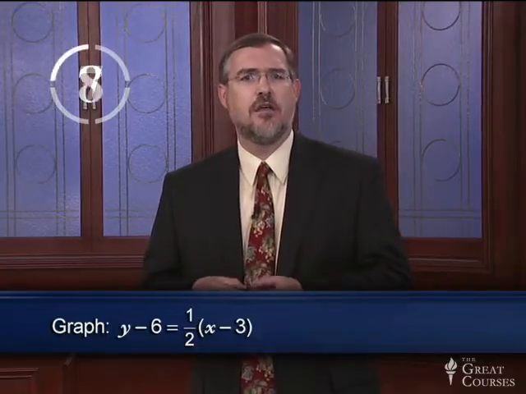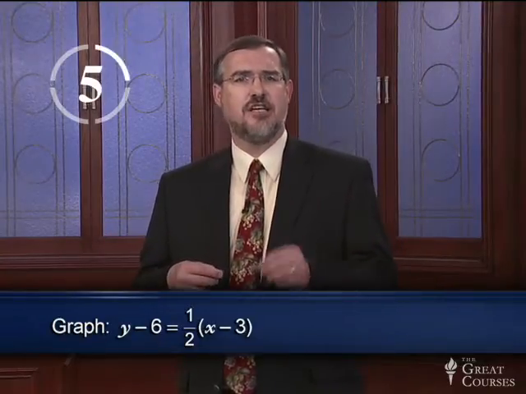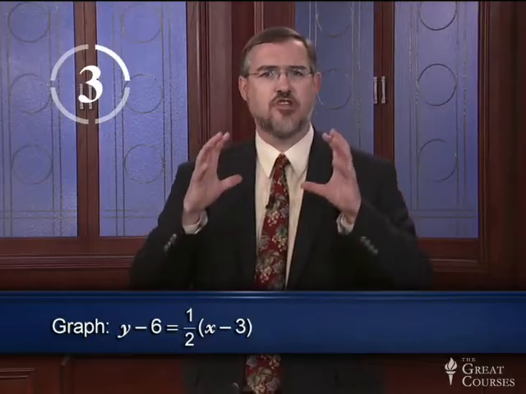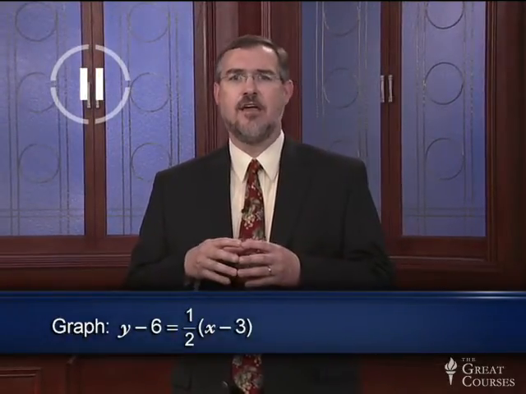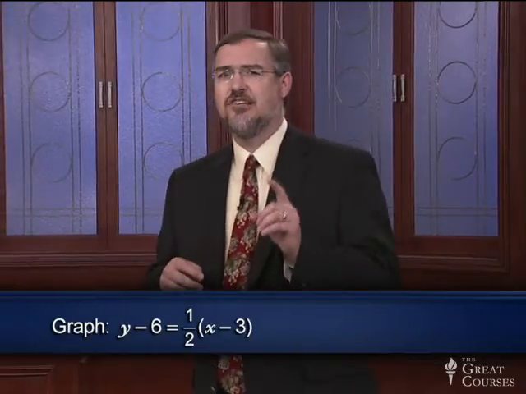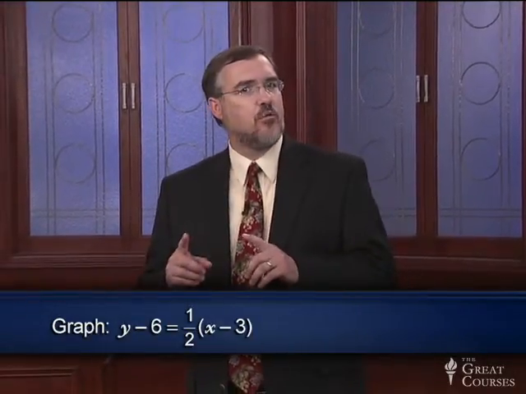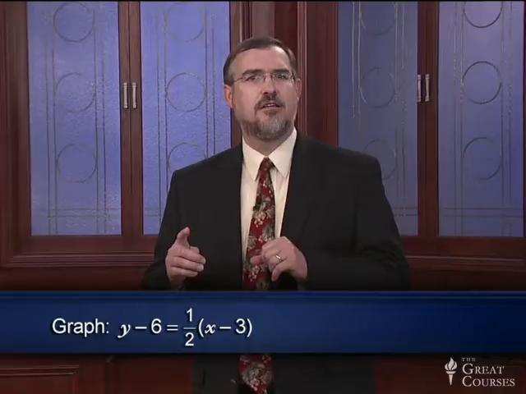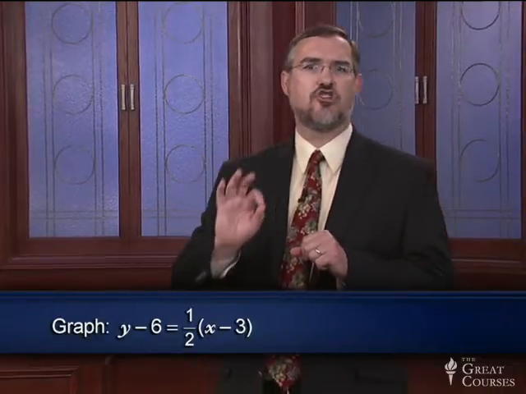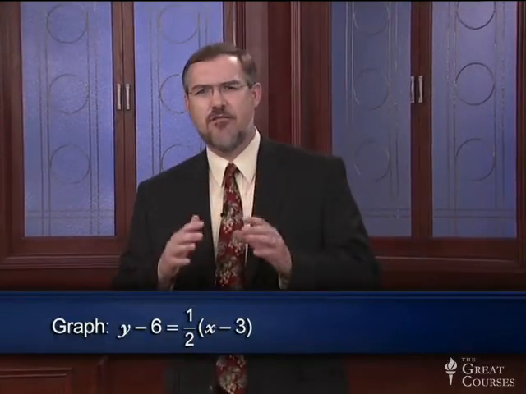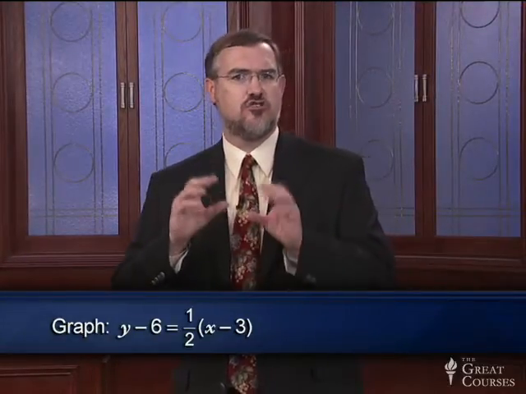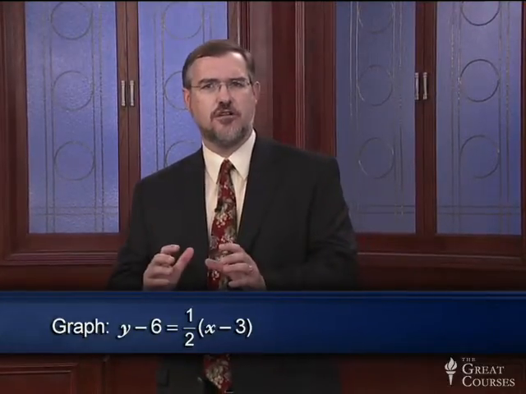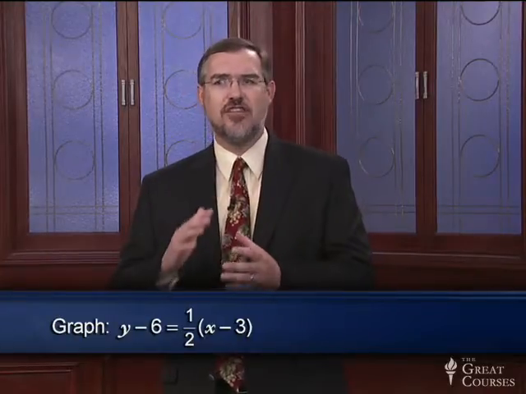So here's the example. Graph the equation y minus 6 equals 1/2 times the quantity x minus 3. Now, notice that that is the equation of a line. Do you remember what kind of form it's in? That's right, it's in point-slope form. It's very important that you actually see that equation in that way so that you can interpret the information that's being given to you in the equation.